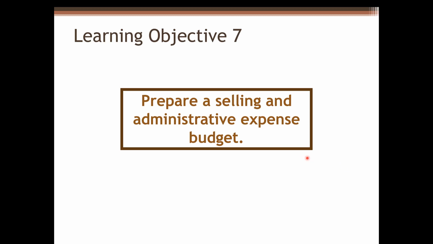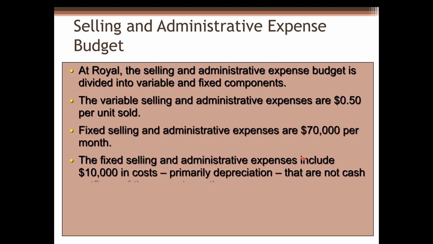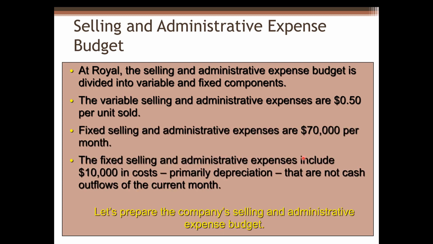For the selling and administrative expense budget, it's quite similar to what we've prepared for the manufacturer overhead budget. Let's first take a look at the additional information. For Roger year, the selling and administrative expense budget is divided into variable and fixed components. The variable selling and administrative expenses are 50 cents per unit sold. Fixed selling and administrative expenses are $70,000 per month.